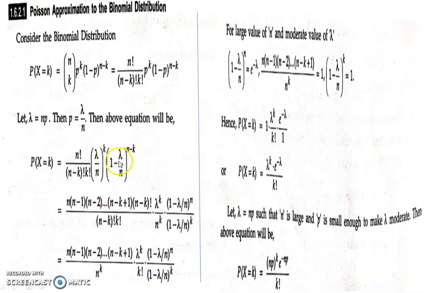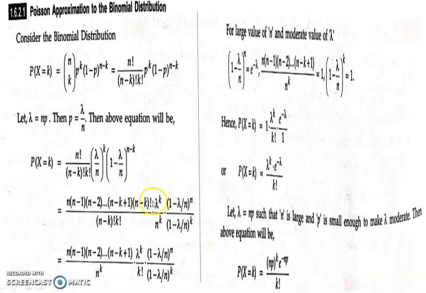So then you need to rewrite this equation. What will you get here? 1 minus lambda by n whole power n, into, you just split up the power here, 1 minus lambda by n whole power minus k. Minus k can be taken into the denominator, then that term will become 1 divided by (1 minus lambda by n) whole power k. So the above term is rewritten here, with the power n, and this is the minus k power, which can be written in the denominator as k.